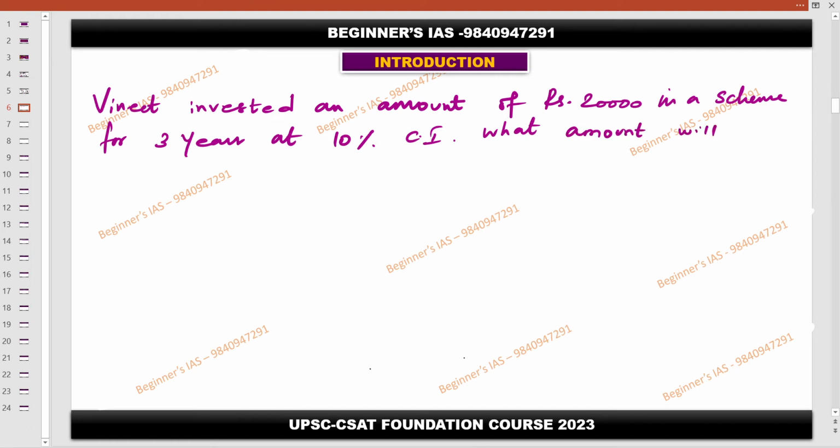Those who are going to appear for the group exams, learn this thing. Since UPSC is not providing this kind of simple interest, compound interest topic nowadays, but you need to be aware of these topics. So we need to invest an amount of rupees 20,000 in a scheme for 3 years at a 10% compound interest. What amount will we get on maturity? Which means you need to find out A.